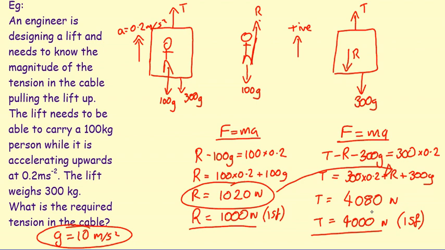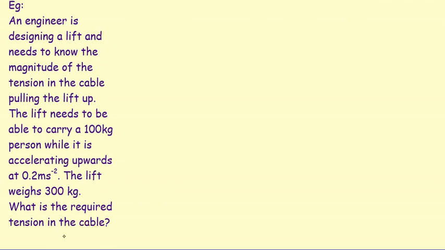So there's a lot of calculations there, but hopefully you can see it's the same method. We just draw a diagram for the whole thing, a diagram for each individual object, and then F equals ma and solve simultaneously. There is a slightly easier method. So same problem, I'm going to keep g as 10 meters per second squared. And this is a bit simpler.